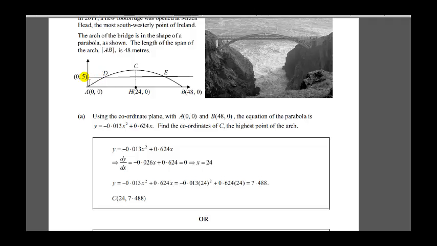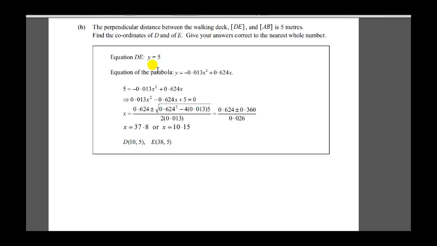Okay, so here is our diagram. So this horizontal line is 5 meters above our x-axis. So we have the y value of D and the y value of E. It's 5. So, we just let y equal 5 and solve the resulting quadratic equation. So we could write down that the equation of that horizontal line is y equals 5. That's the equation of any horizontal line. All the y values on the horizontal line are constant.